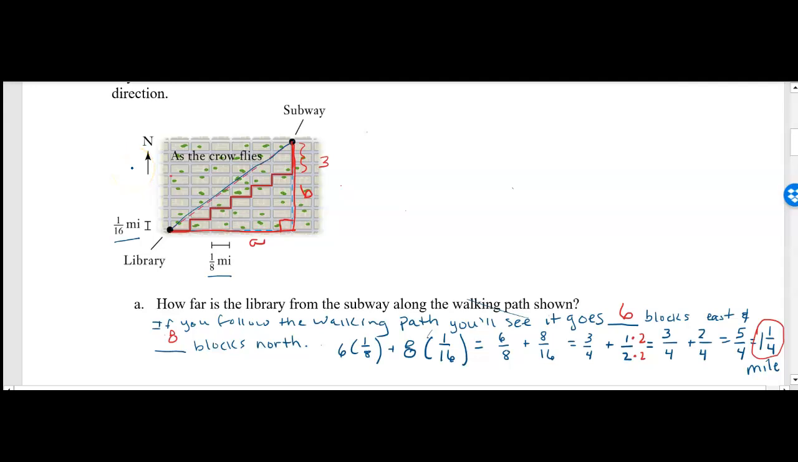Well, we know how far this is. Actually, we've already figured it out, but I'll just show you. We're moving 1, 2, 3, 4, 5, 6 blocks east. And how many blocks north? 1, 2, 3, 4, 5, 6, 7, 8 blocks north. Notice the problem below here. We already found out what that would equate to. We said that if we walked 6 blocks east, that was this part of the equation, then that was 3/4 of a mile.